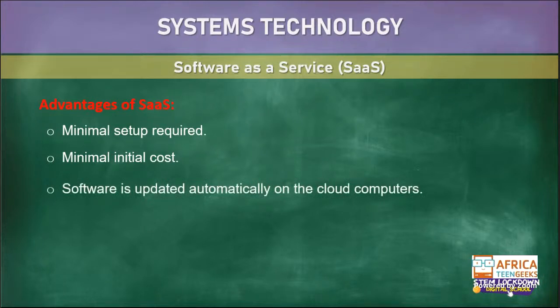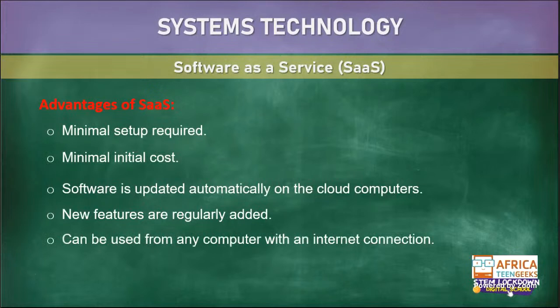Number three, software is updated automatically on the cloud computers. You don't have to worry about updates. Number four, if there are new features, they are added regularly. And then also this type of software can be used from any computer with an internet connection. So what is needed is an internet connection only. Then the software can be accessed.